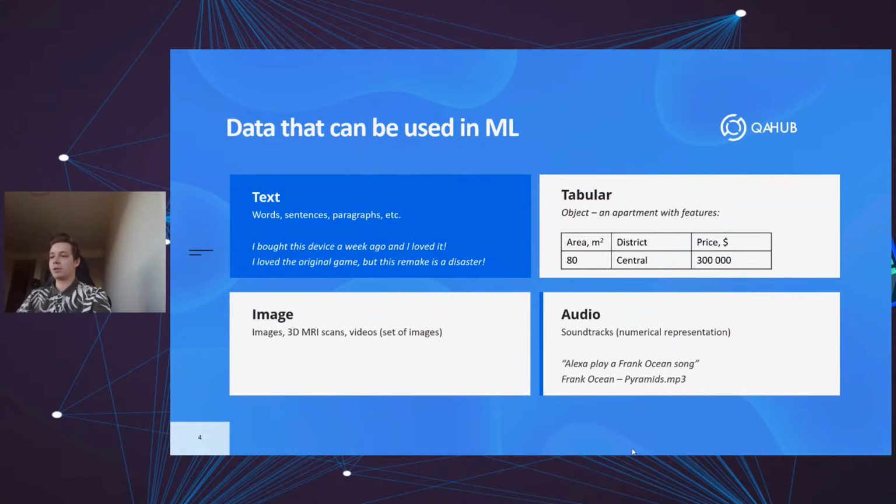Another one is tabular data, when the object is represented by a row in a table where columns are its features. For example, we can try to predict apartment price by its area, district, number of rooms, floor, and other features. Image data type includes any kinds of images, 3D MRI scans, and even videos. The last type is audio data, computer representation of any soundtrack. For example, a voice command to your virtual assistant or just a song.